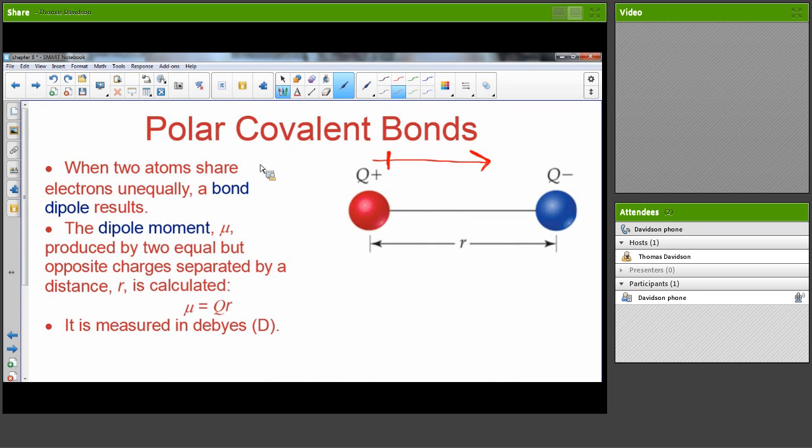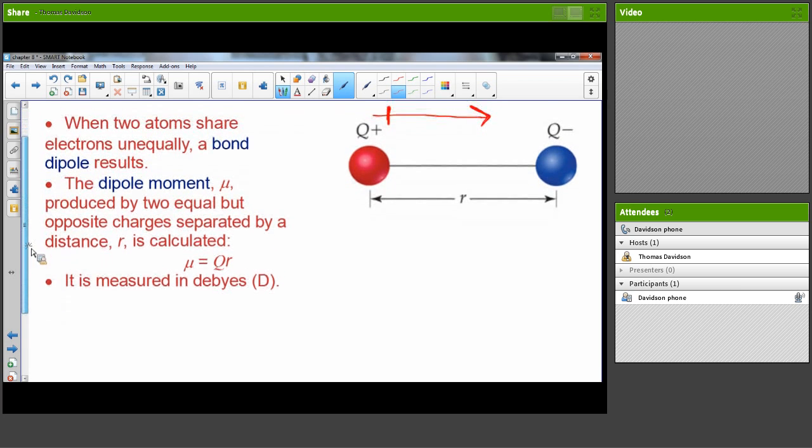just a little bit of notation here. When 2 atoms share electrons unequally, a bond dipole, that's the actual word, it means 2 poles. Okay, so that's not too hard. A dipole results. The dipole moment, or mu, and you don't have to do this math ever, so don't worry about it. The dipole moment produced by 2 equal but oppositely charged separated by a distance r is calculated as this, and it's measured in debyes.